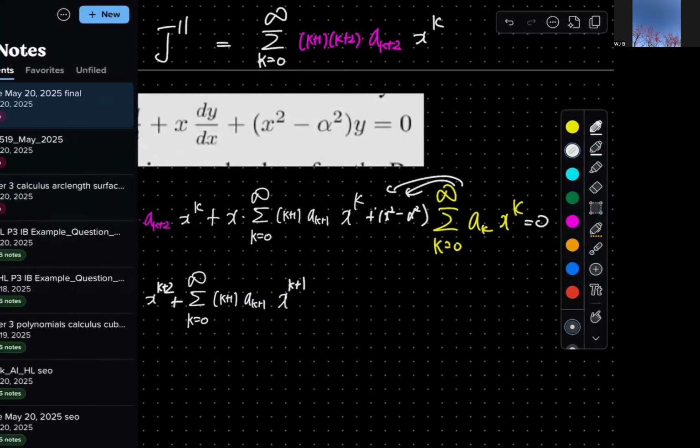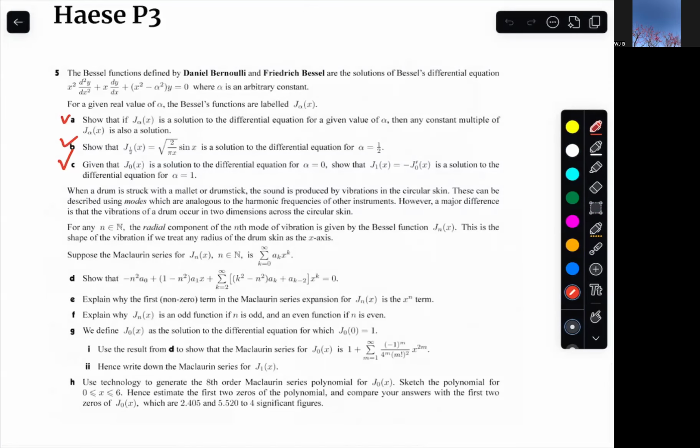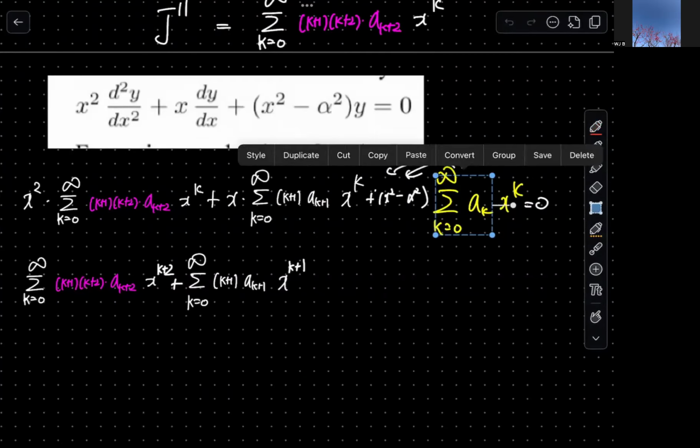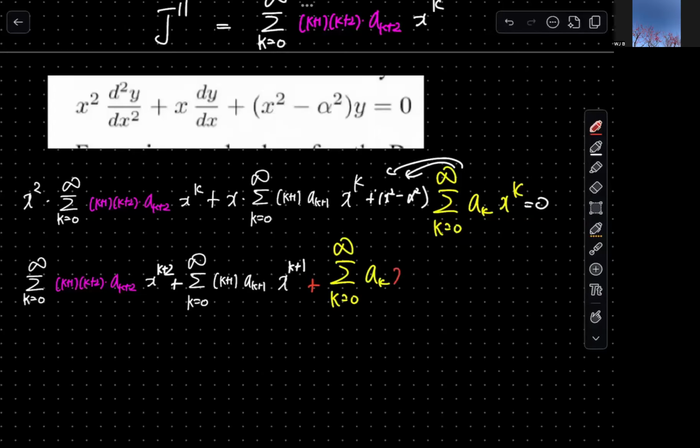Oh, are we given the alpha value here? Maybe you can simplify it. Are we given the alpha? No, we are not given the alpha. Okay, so then it's going to be raising the power by 2 for the first term within the bracket. So I'm going to add this x to the power of k plus 2. All right. Then I have minus alpha squared and then the sigma.